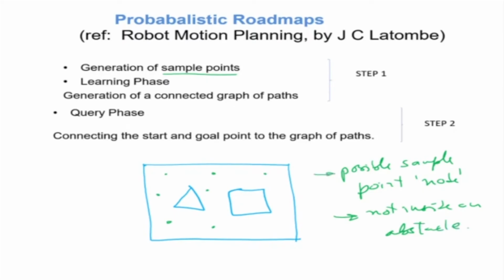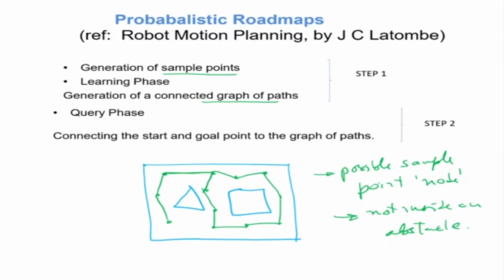Then we have a learning phase in which we connect the nodes by edges. So we are connecting these nodes with edges like this. This is the generation of a connected graph of paths, which is used for a query. We are connecting all the nodes by what we call edges. Maybe I have one more here, one more here, like this.